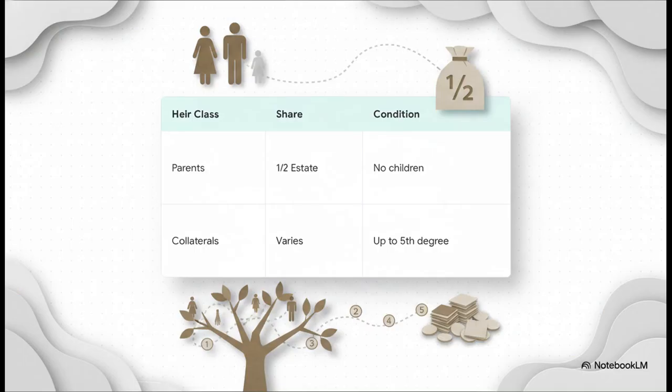What about parents and ascendants? They are essentially fallback heirs. They only get a half slice if there are no descendants at all. And if those primary bloodlines aren't around, then collateral relatives, meaning brothers, sisters, nephews, nieces, and cousins up to the 5th degree, can legally step up to the plate to inherit.